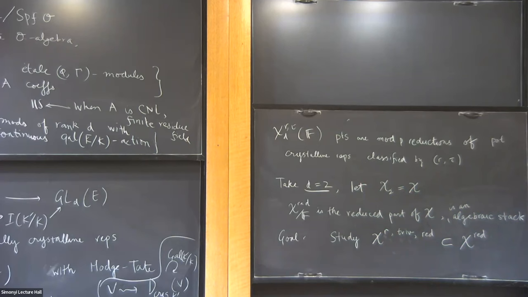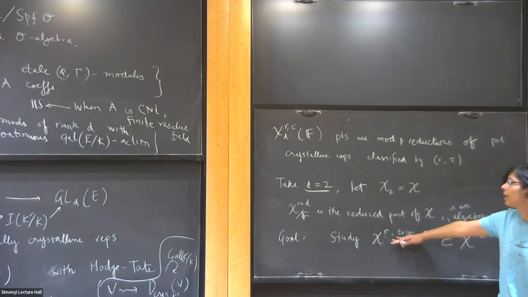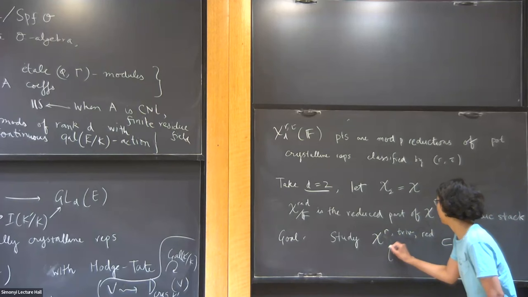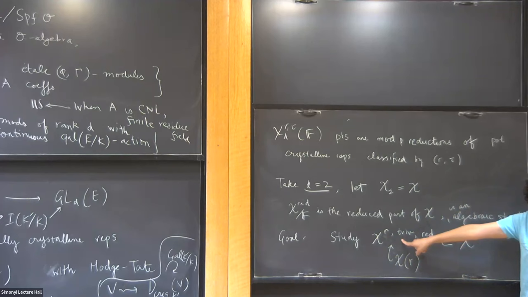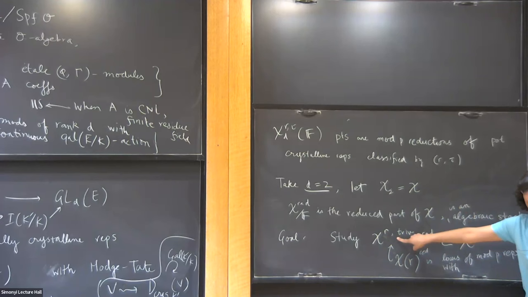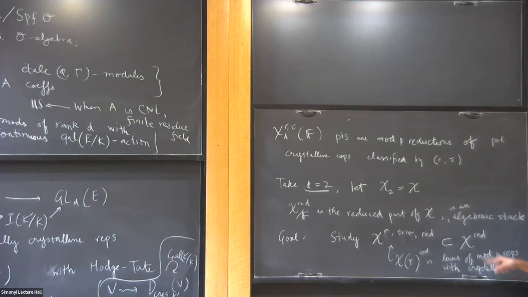So what is this? Because the inertial type is taken to be trivial, these are really the crystalline representations with Hodge-Tate weights R, and because it would be the reduced part, actually I'm just going to call it X^R because the inertial type is always trivial. So this is the reduced locus of mod p representations with crystalline lifts, so no longer potentially because the inertial type is trivial, with crystalline lifts of Hodge-Tate weights R. Hodge-Tate weights given.